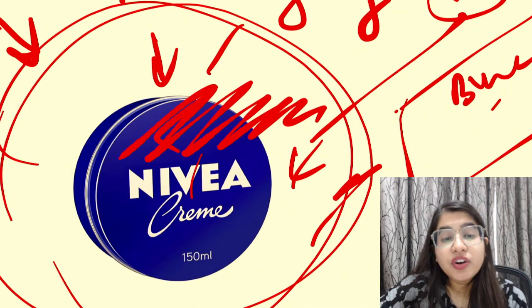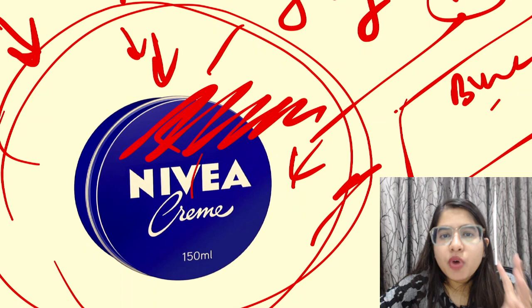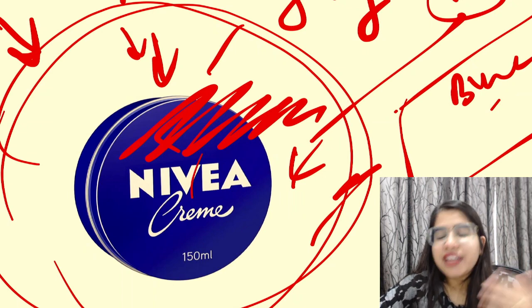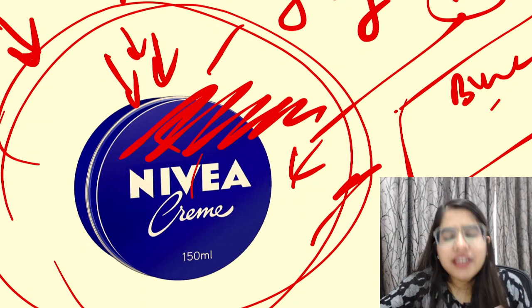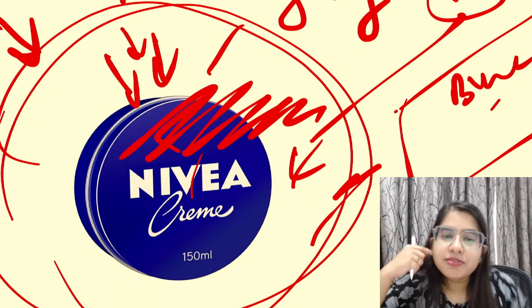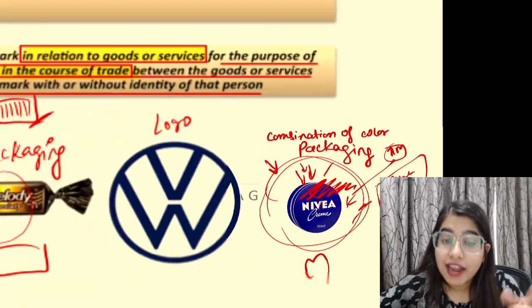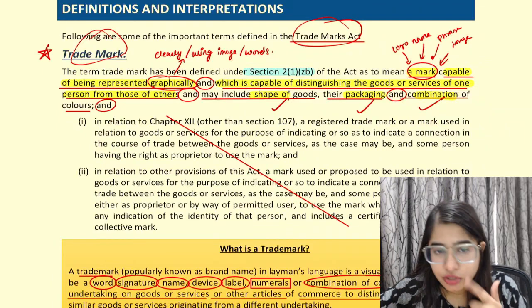Because if we will not take a combination of color trademark, everyone will start making their bottles blue and white, and this will create confusion in the mind of the customer about which one is the original Nivea. If they don't read the name, by just seeing the bottle, they'll have an assumption in their mind that this is Nivea bottle. So that is why the combination of colors can also be trademarked.